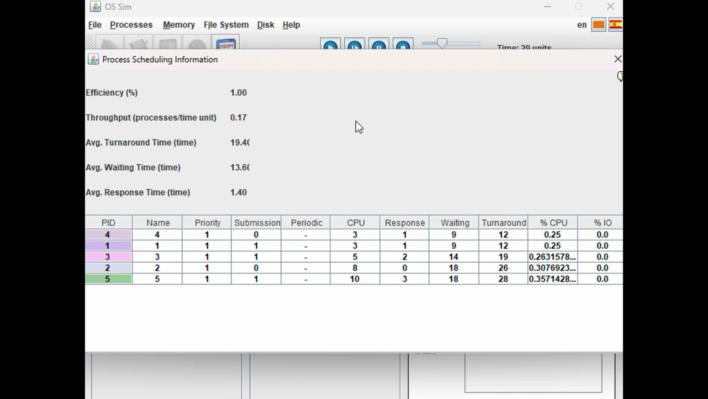So now we have selected different PIDs, names, priorities, submission, and period, response, waiting, and turnaround. After that we can get the results in the percentage of CPU, how much percentage has been used in the round robin CPU scheduling algorithm. We can see the output on the screen. So like that we have to represent the round robin scheduling algorithm in this OS simulation tool.